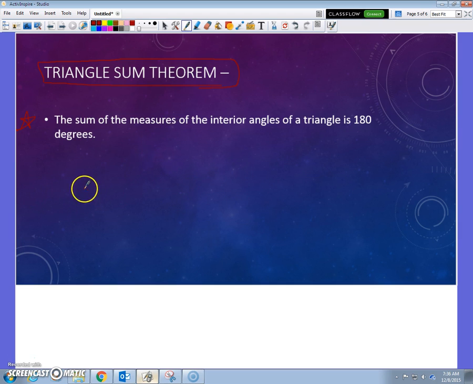like if you had three angles of your triangle that were x, 2x, and 3x, and you had to find the variable. Then you would use the triangle sum theorem on your proof.